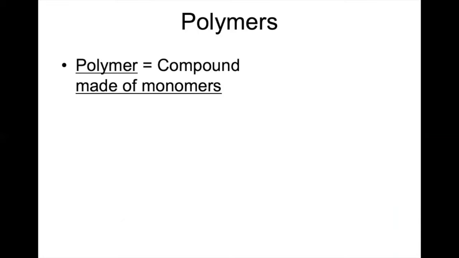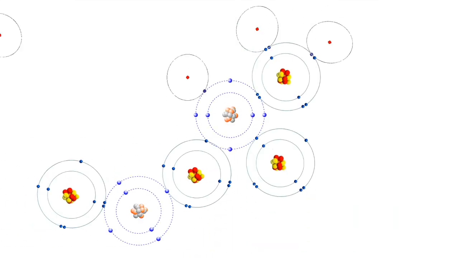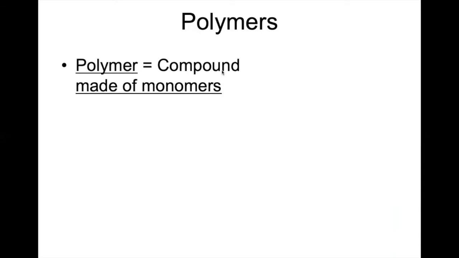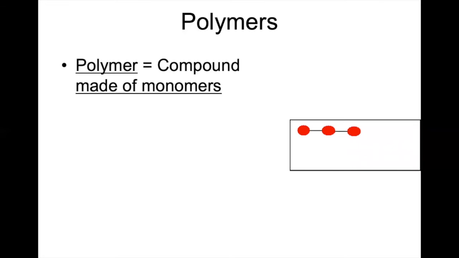Polymer, I already mentioned, is a compound made of monomers. Remember, mono, one molecule, poly, polymer, many molecules. I get a whole bunch of these and chemically put them together to make a bigger one. So this little red dot represents one monomer. And if I can get two of them together connected chemically, now it is officially a polymer. If I add a third one, still a polymer. Fourth one, still a polymer. Doesn't matter how big I make it, it's always going to be a polymer.